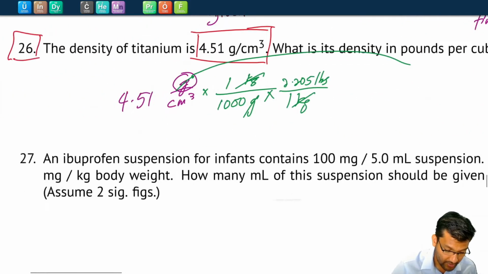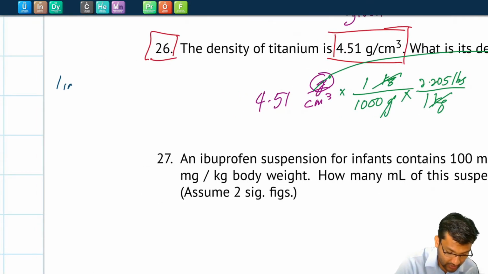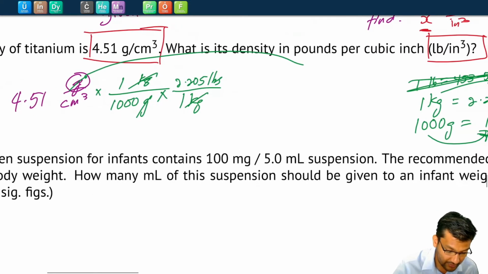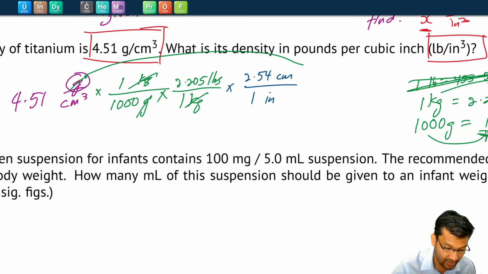We remember that 1 inch is 2.54 centimeters exactly. Remember, now we know what exactly means. It means it has infinite sig figs in this calculation. So we can use that to convert centimeter cubed to inches cubed. 1 inch is 2.54 centimeters. We put centimeters on top so they can cancel out. But this is centimeters cubed. This is just regular centimeters. So we need to cube that whole thing so that the centimeters cubed cancel out.